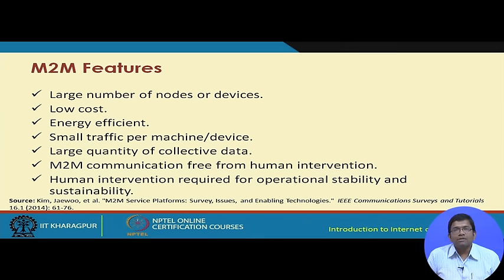And typically low cost, because these nodes are very small in size, very cheap to buy commercially, and so on. There is small traffic generated per machine or device, then a large quantity of data is collected, and M2M communication is free from human intervention. It is free strictly, but in practical applications sometimes there might be some minimal human intervention. Strictly in M2M, there should not be any human intervention at all. Human intervention is required for operational stability and sustainability only.